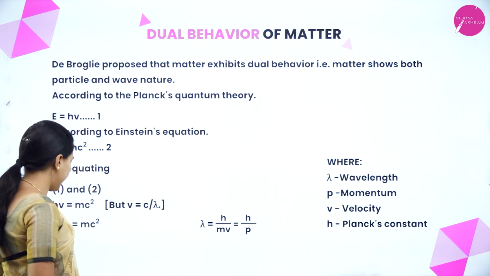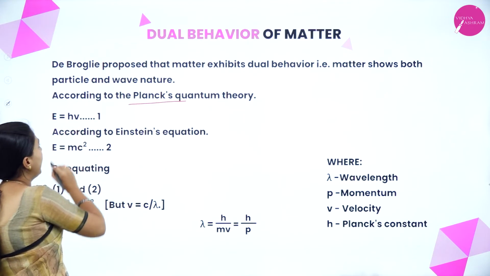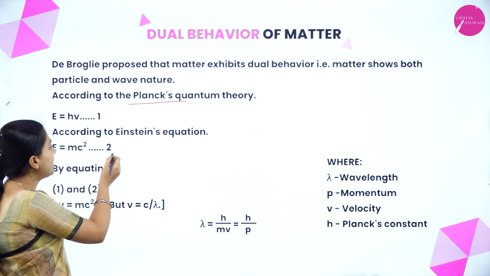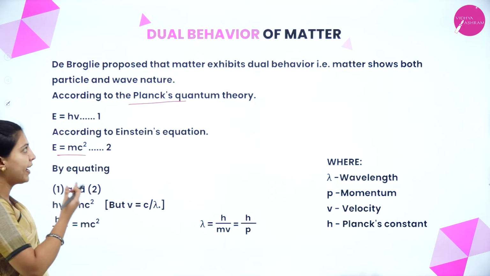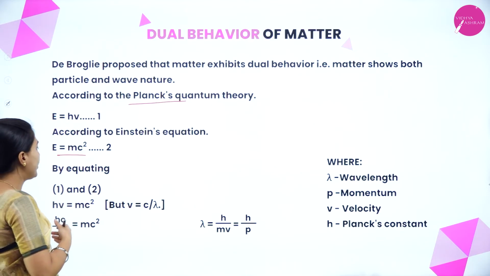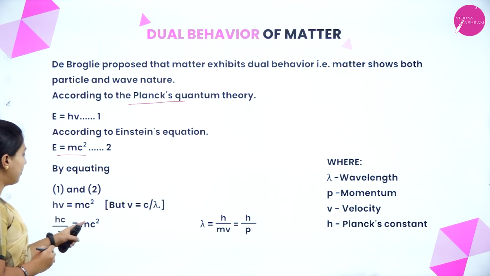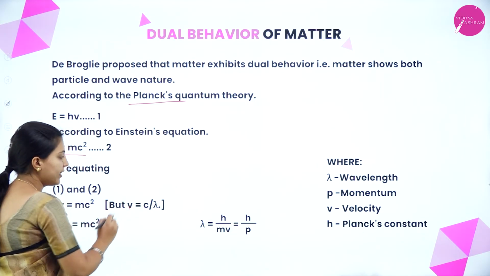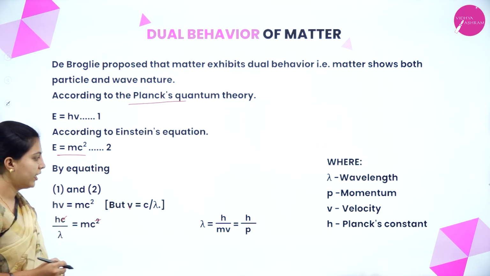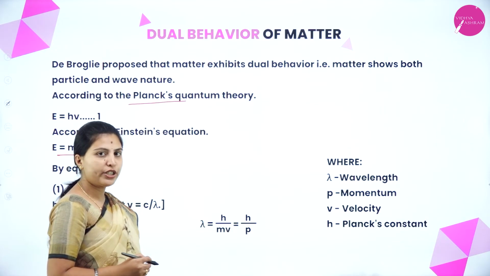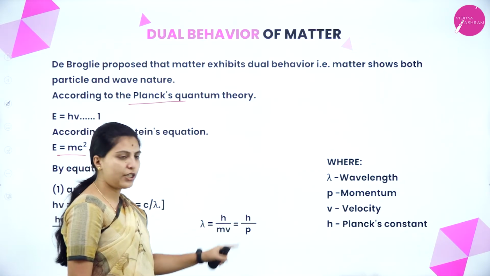How have they explained that? With the help of Planck's quantum theory, they said E equals h nu. According to Einstein's equation, E equals mc square. By equating both Planck's quantum theory and Einstein's equation, they said h nu equals mc square. H nu by lambda, he got. Here nu equals c by lambda. Again they will get c square, one c will be cancelled. See here, this is the overall equation for de Broglie's equation, that is lambda equals h by mv equals h by p.